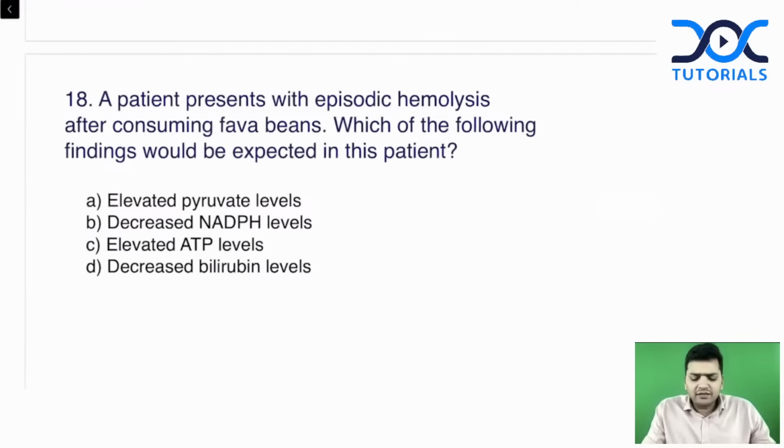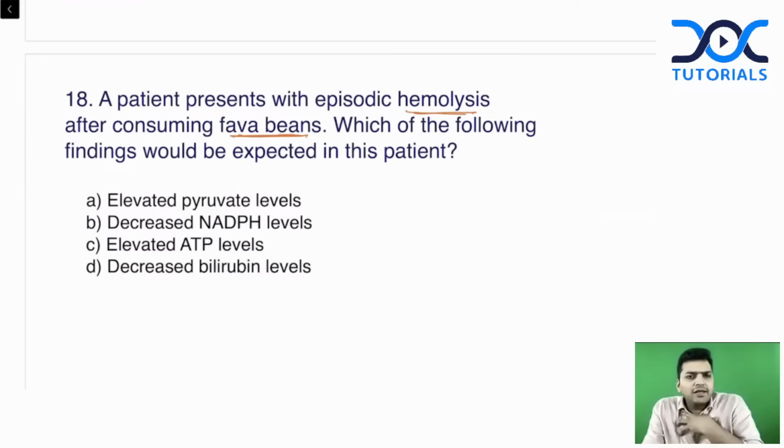The next is a patient who presents with hemolysis. There is hemolysis happening after consuming fava beans. What would be expected in this patient? See, when you eat fava beans, they are going to produce a lot of free radicals.